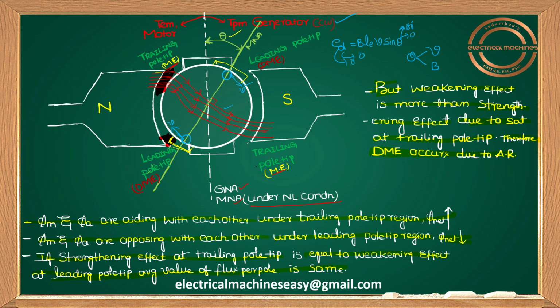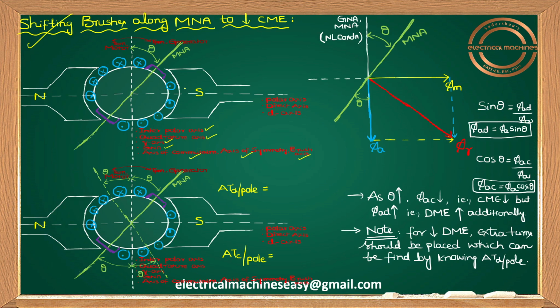In olden days, what they were doing is shifting brushes along MNA. Initially the brush is here, this white color. Let me shift the brushes along MNA, wherever MNA is, and there I'm placing the brushes like this. This is the figure I just drew here. Here is MNA, and this is what I call shifting the brush along MNA.